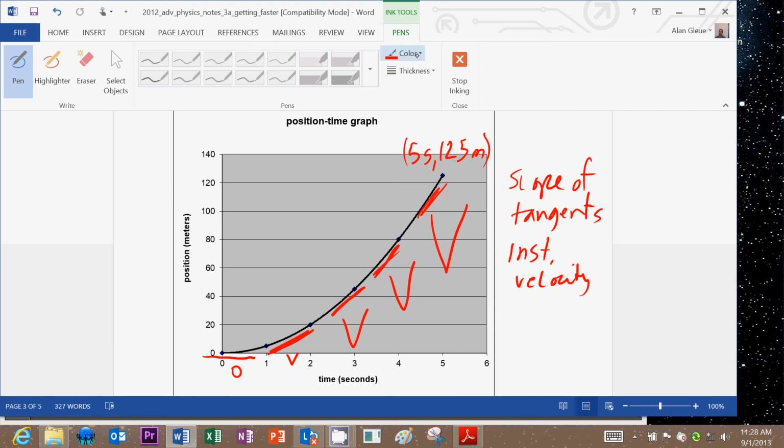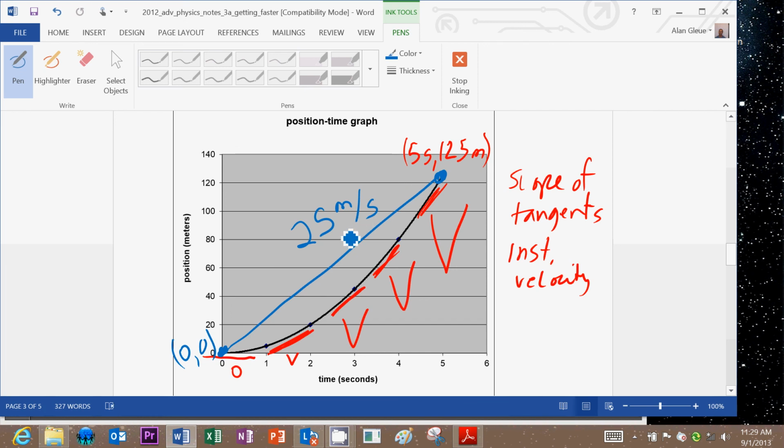Okay, now, let me change colors again here. Blue maybe. Now, what we can also do is take this endpoint and this endpoint, and connect these two endpoints with a line. That line we can find the slope of. And look, it's pretty easy to do. We have 125 minus 0 over 5 minus 0. So that's 25 miles per hour, in this case meters per second.